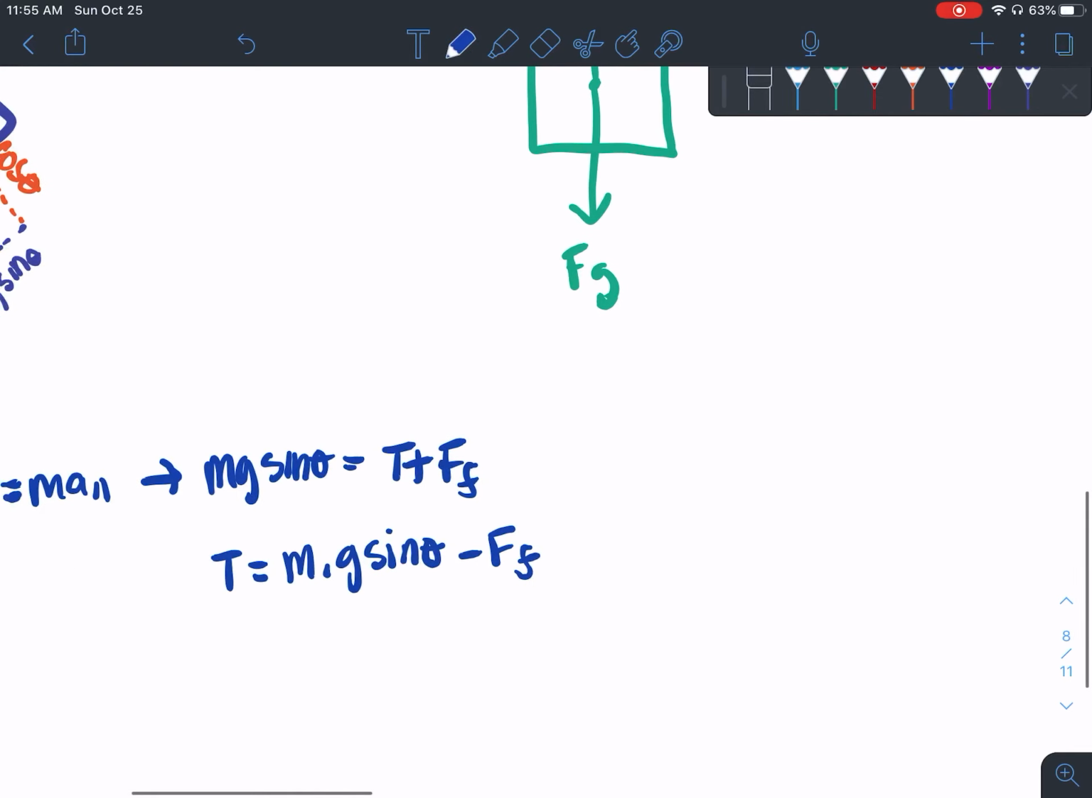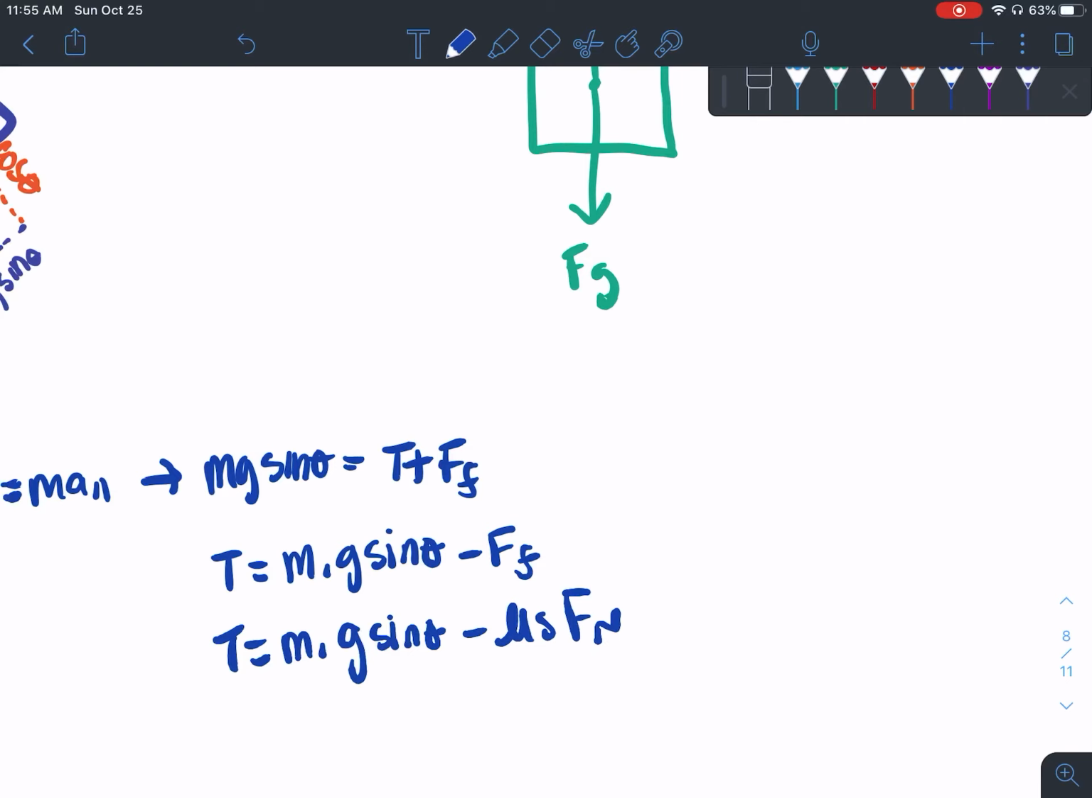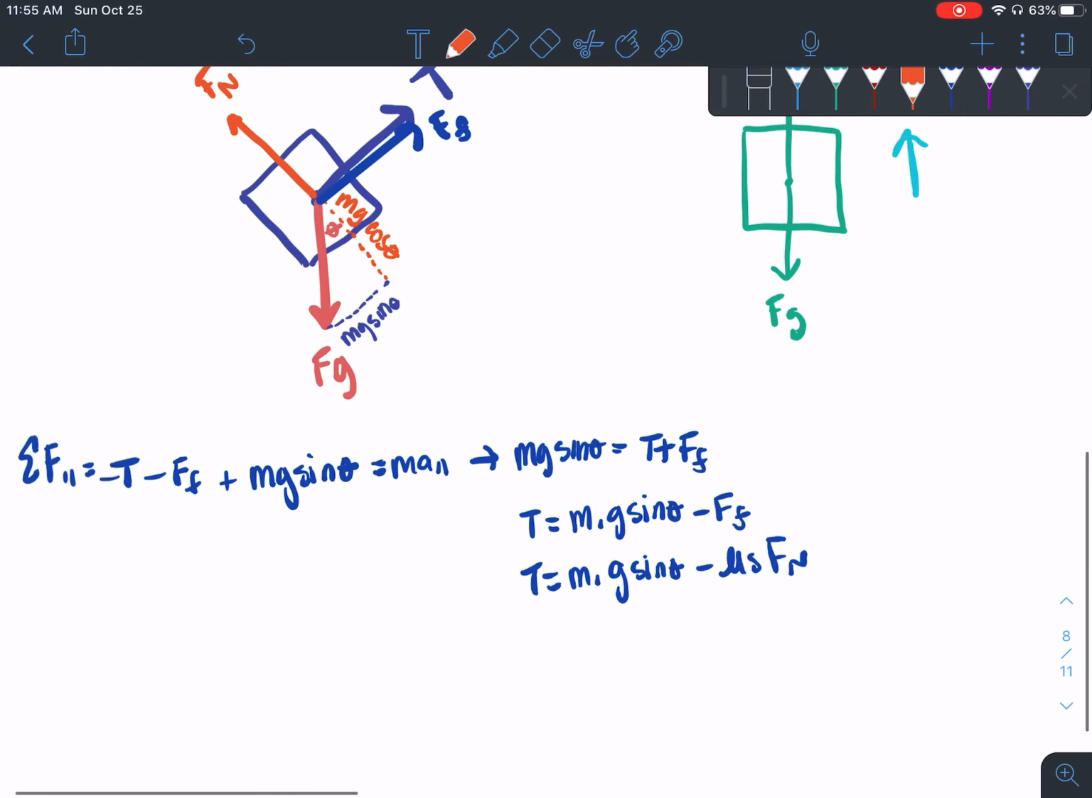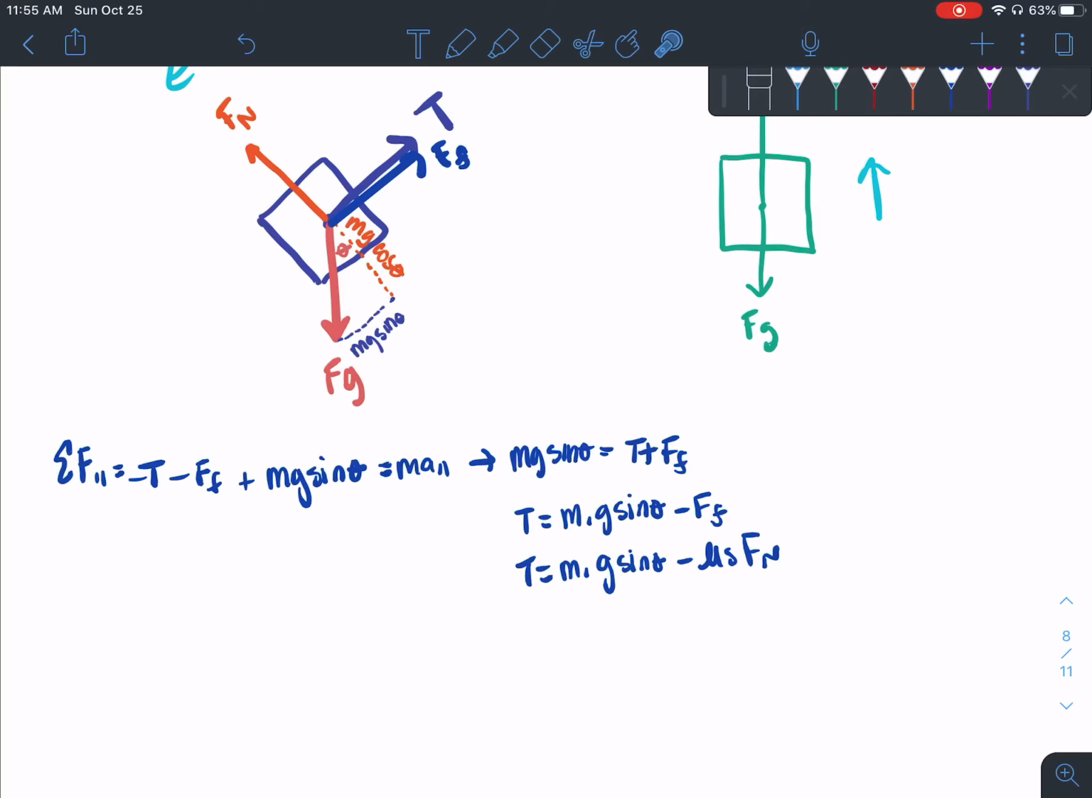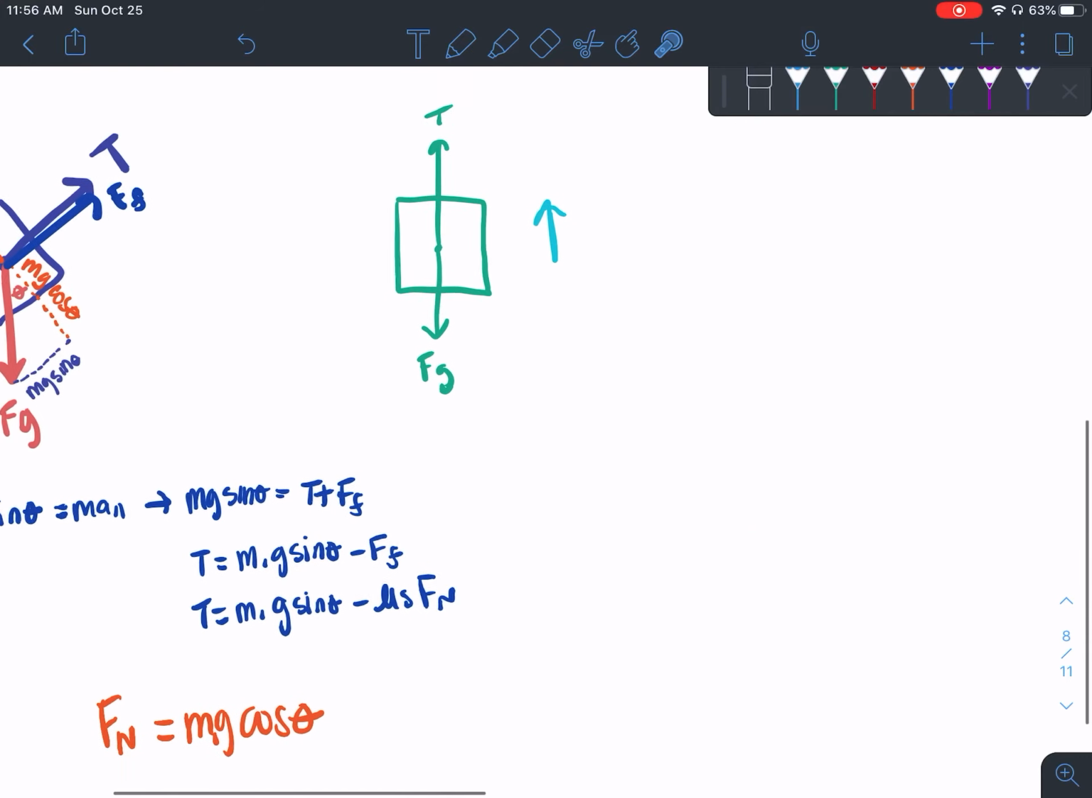We can go ahead if we want to keep taking this further. Tension equals m1g sine theta minus mu s force normal. That means that we need to go in and find our force normal. By switching the direction of the force of friction, we didn't change anything here. So I can go ahead and say that force normal is still going to be equal to mg cosine theta, and that's because they're still the only two forces in this direction. So we're good to go.